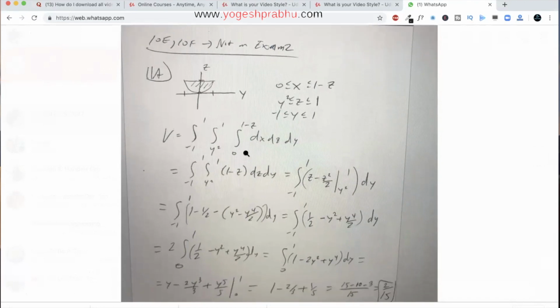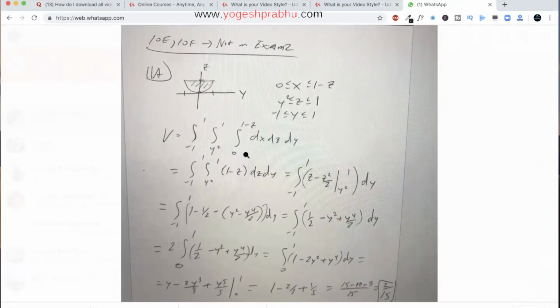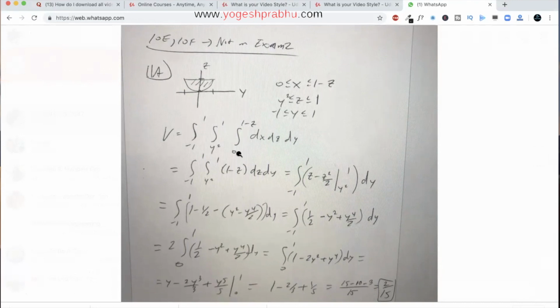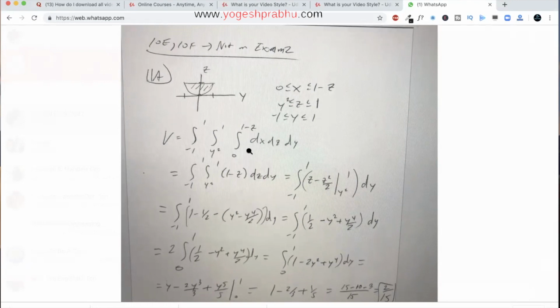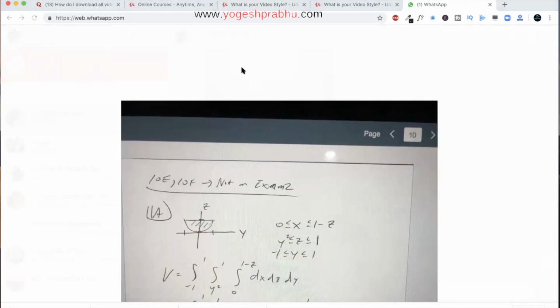The limits of X are from 0 to 1. This is exactly what I told you, right? I think he did it wrong. It's not a cylinder, right? And did I tell you the limits Z equal to Y square to 1? Now that we have the solution, let's try to solve 11A first. How did he find these bounds? I'll tell you.